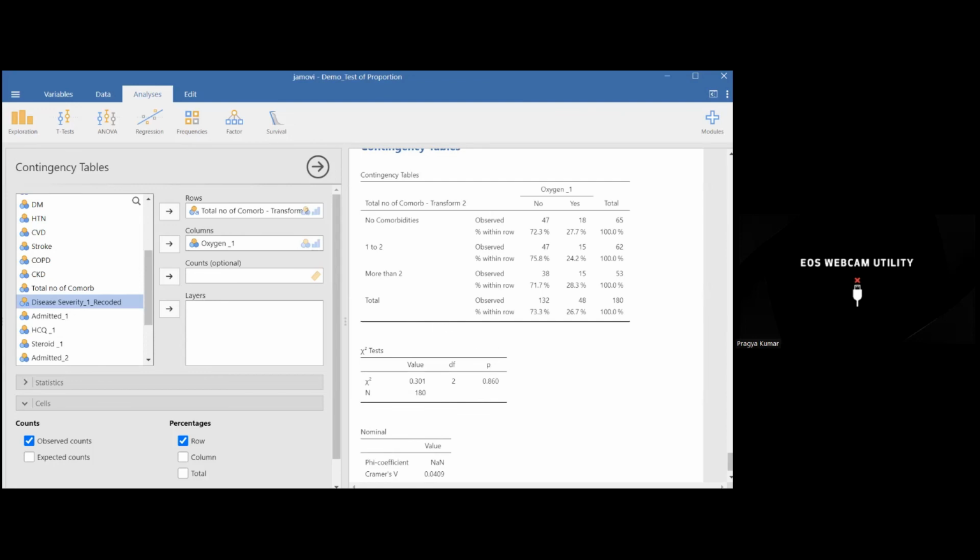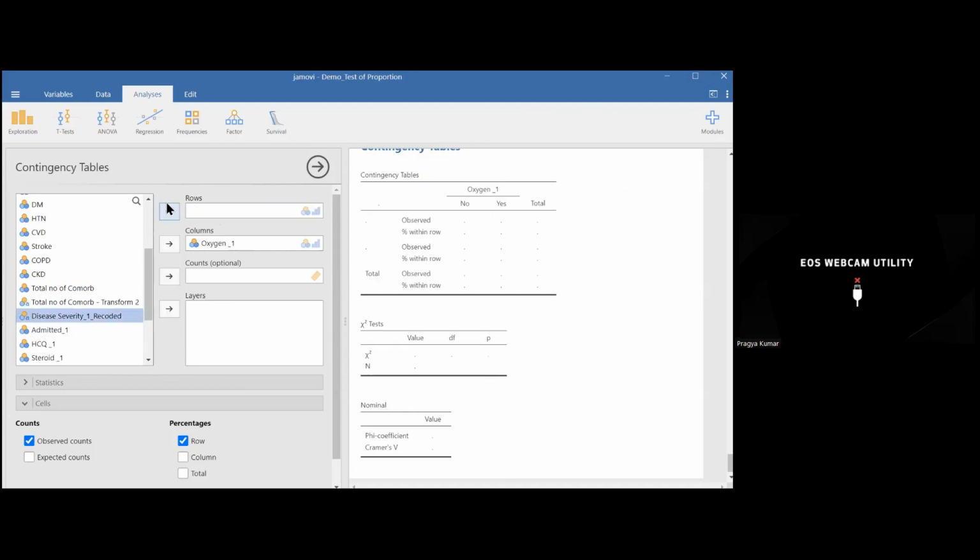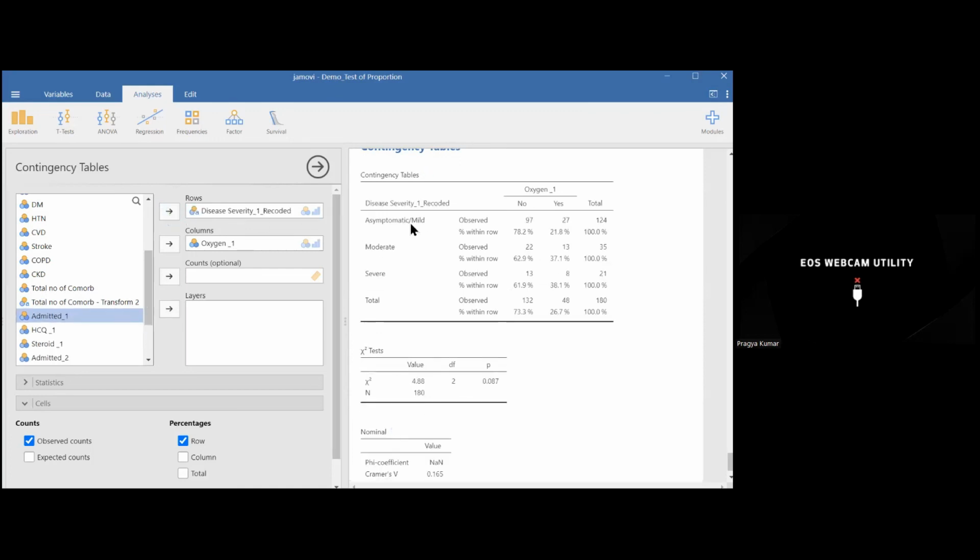Again, if you want to calculate it with the disease severity, then you can shift this here, and have the disease severity in the rows. So again, you can see asymptomatic, mild, moderate, and severe. Here it is 21, 37, and 38. Again, the p-value is not significant, and the phi and Cramer's V is 0.165. And you can report this table.